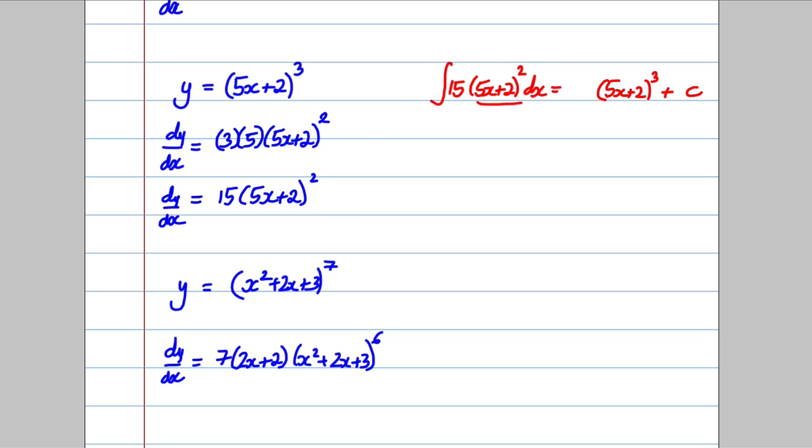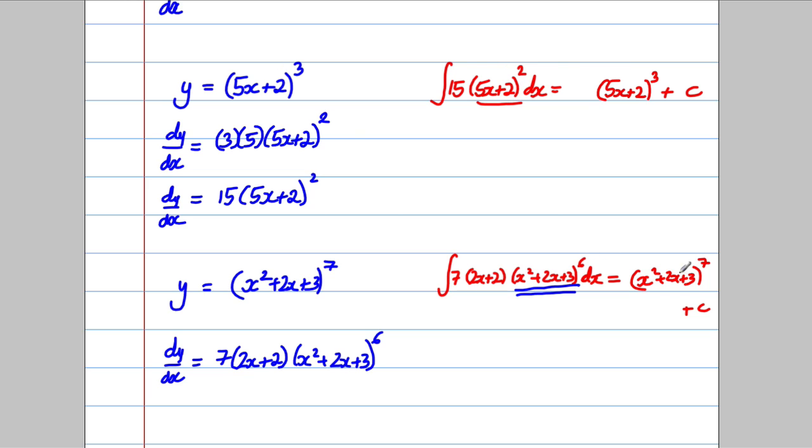Okay, now, say if I asked you to integrate this thing here, 7(2x add 2)(x squared add 2x add 3) to the 6 with respect to x, you know that the answer, undoing this process, must be (x squared add 2x add 3) to the power of 7 plus c. Now, how would I have got there if I hadn't done this? Well, looking at this here, I must think that maybe the thing I differentiated was (x squared add 2x add 3) to the 7.